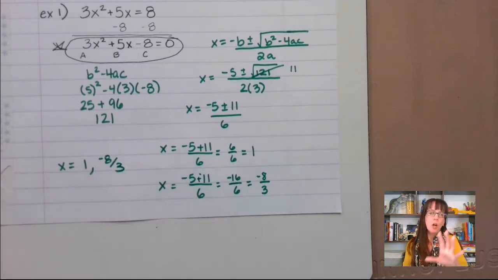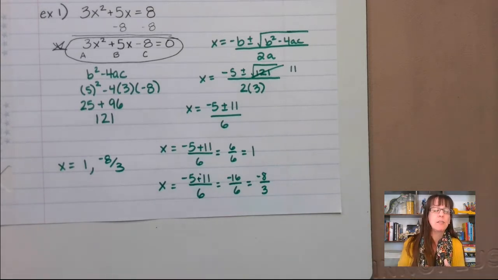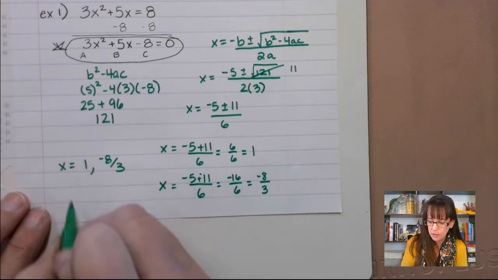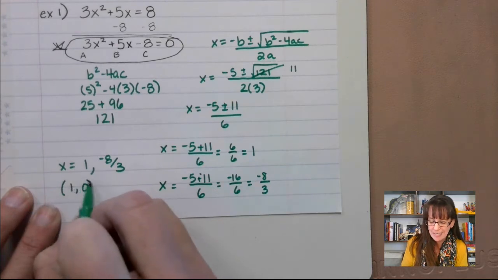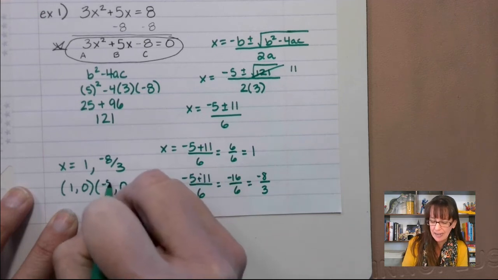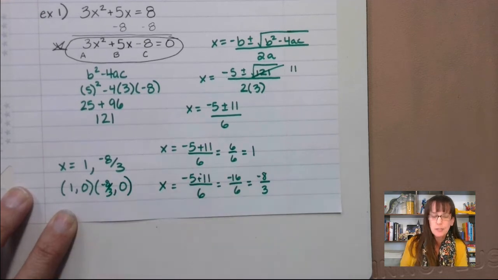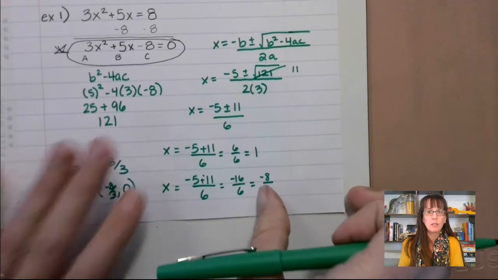Now remember, this x is where it crosses. If we were to graph this, this is where it would cross on the x-axis. And things that cross on our x-axis are called our x-intercepts. So when we write these, you can write them as your x-intercept. When x is 1, y is 0. Or better said, when y is 0, x is negative 8 over 3. So those are our two solutions. That's where it's going to cross on our graph.